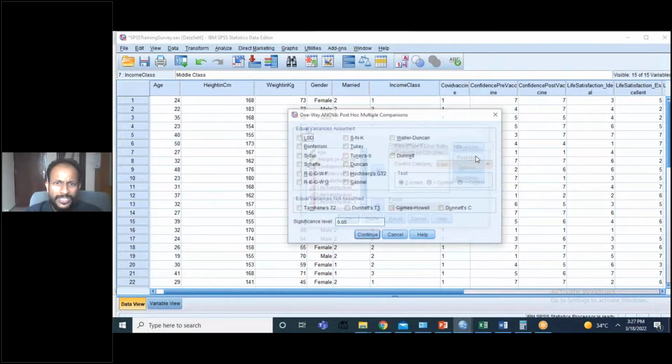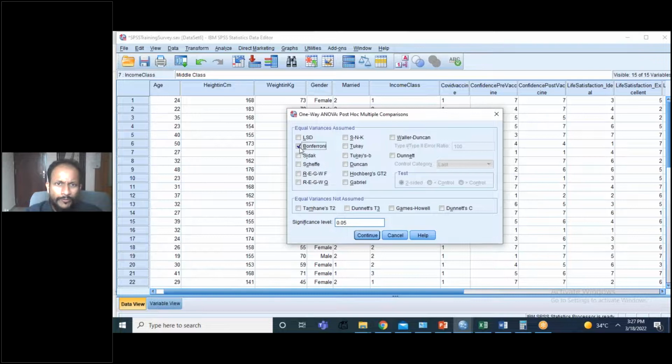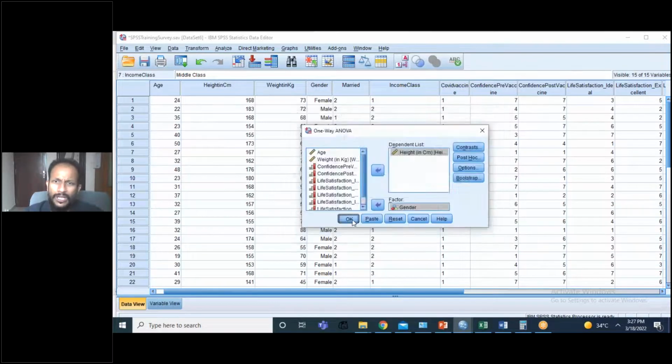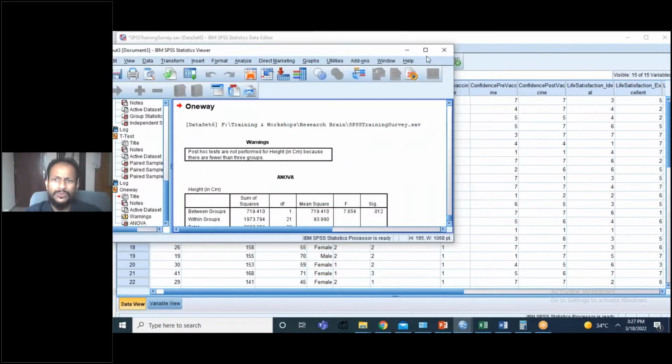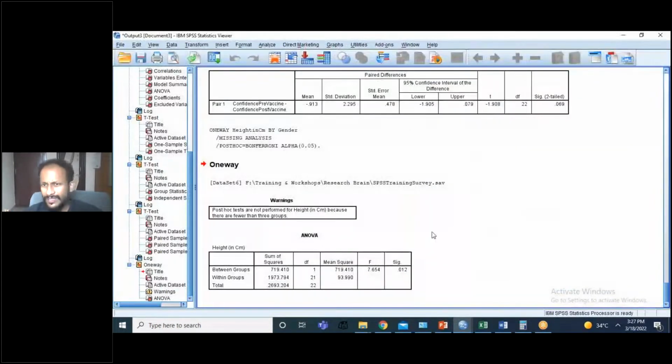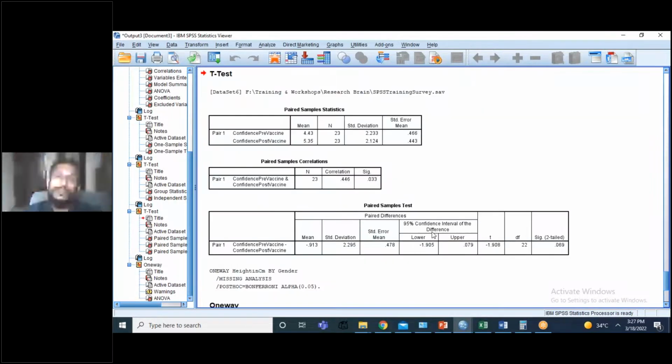Post hoc test, you can choose Bonferroni, right? Though it is not necessary because we are using only two groups. Let's say there is a third group, let's say transgender. In that case I may not be able to use the independent sample t-test. In that case I will use something called one-way ANOVA. What ANOVA does is that I will compare the means across two or more groups. Independent sample t-test compares the mean across only two groups. Now this is the main difference between independent sample t-test and one-way ANOVA, right?